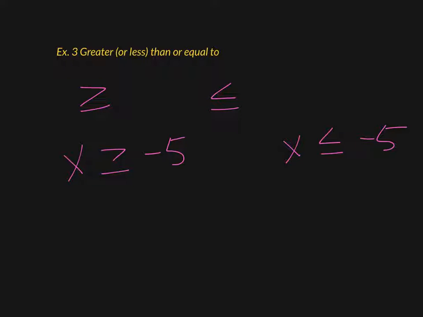All right, real quick, greater than or equal to signs. Greater than or equal to, less than or equal to. We can write inequalities like x is greater than or equal to negative 5. So it could be negative 5 in this case. Or we could have x is less than or equal to negative 5. Again, because of that line underneath there, it can be negative 5, and everything less than negative 5. So that should be a review.